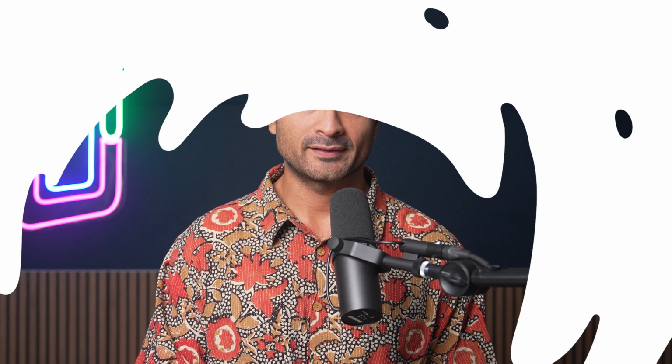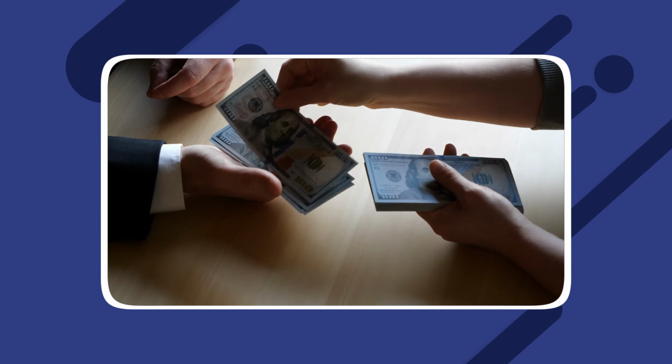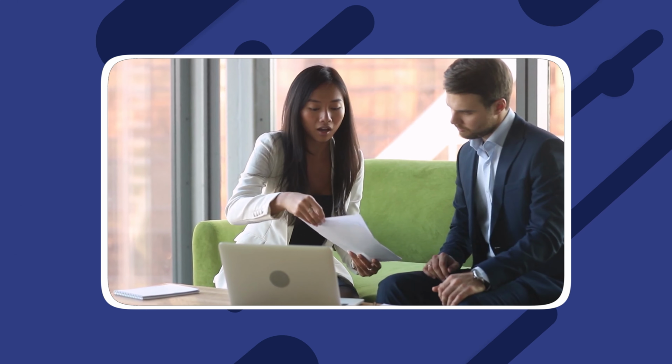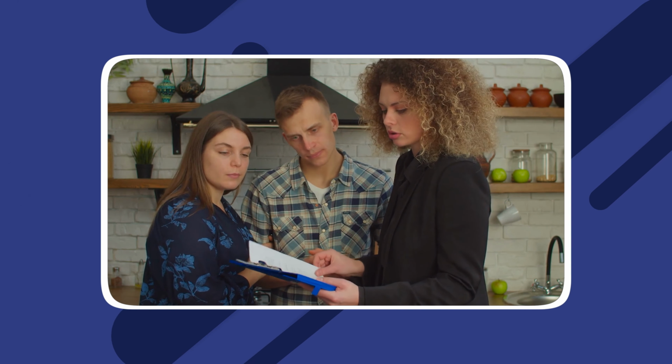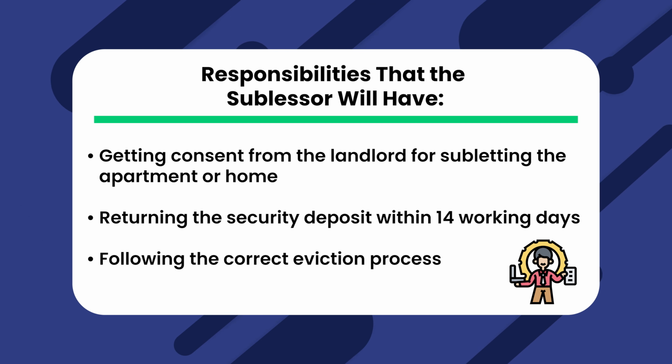The original tenant is ultimately responsible for the subtenant's behavior following the signing of a sublease agreement. This means that he or she is liable for any damage to the leased unit or unpaid rent. It is in the landlord's best interest for the sublessor and the sublessee to share the responsibility. Moreover, it is in the initial tenant's best interests to hold any sublessee accountable for all the clauses of the original lease. Here are some of the responsibilities that the sublessor will have: getting consent from the landlord for subletting the apartment or home, returning the security deposit within 14 working days, and following the correct eviction process.